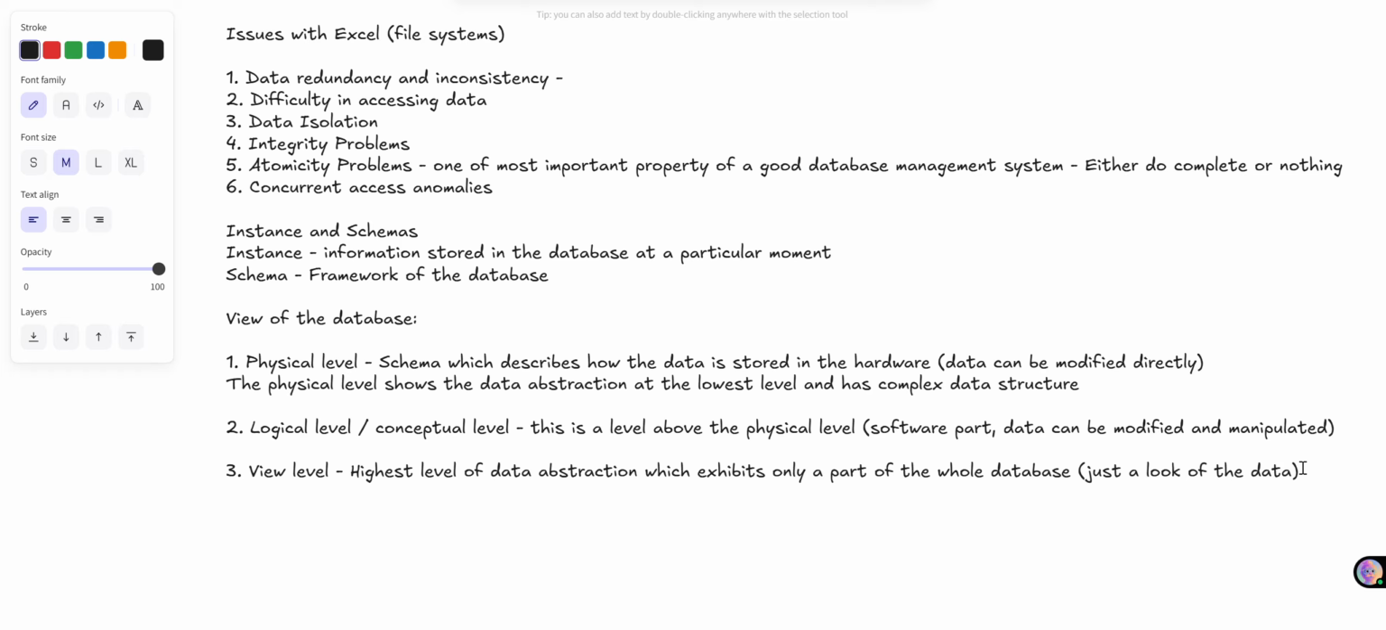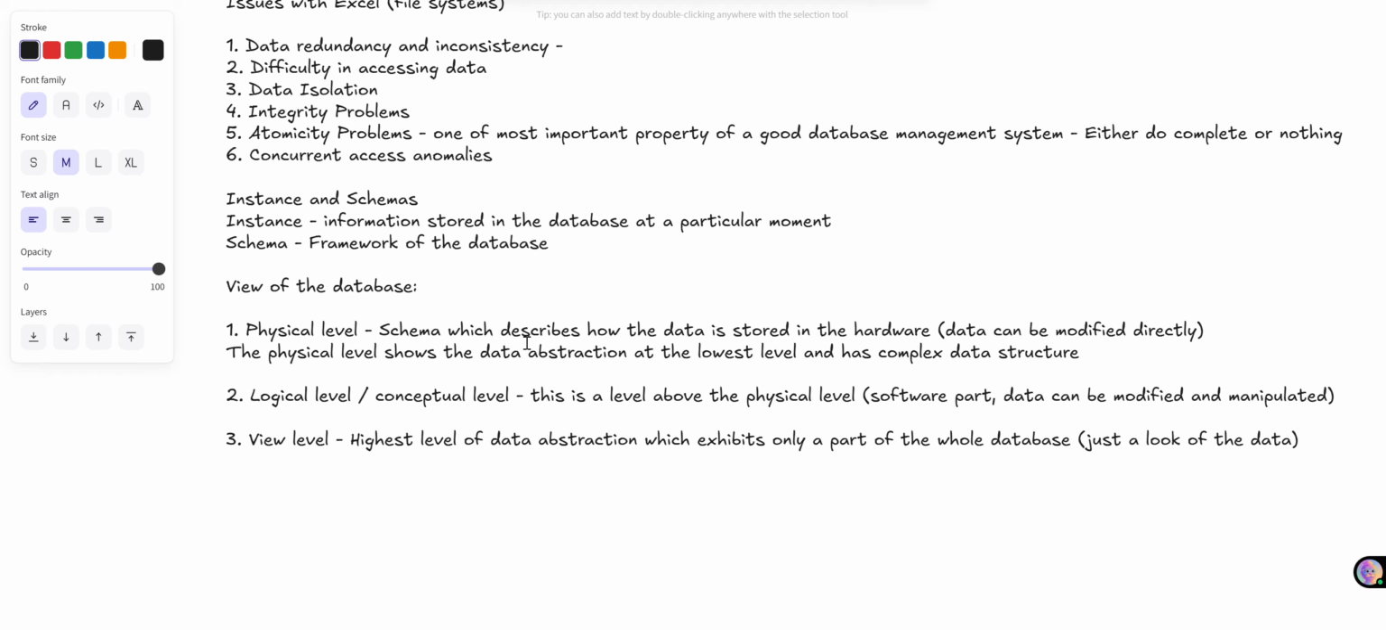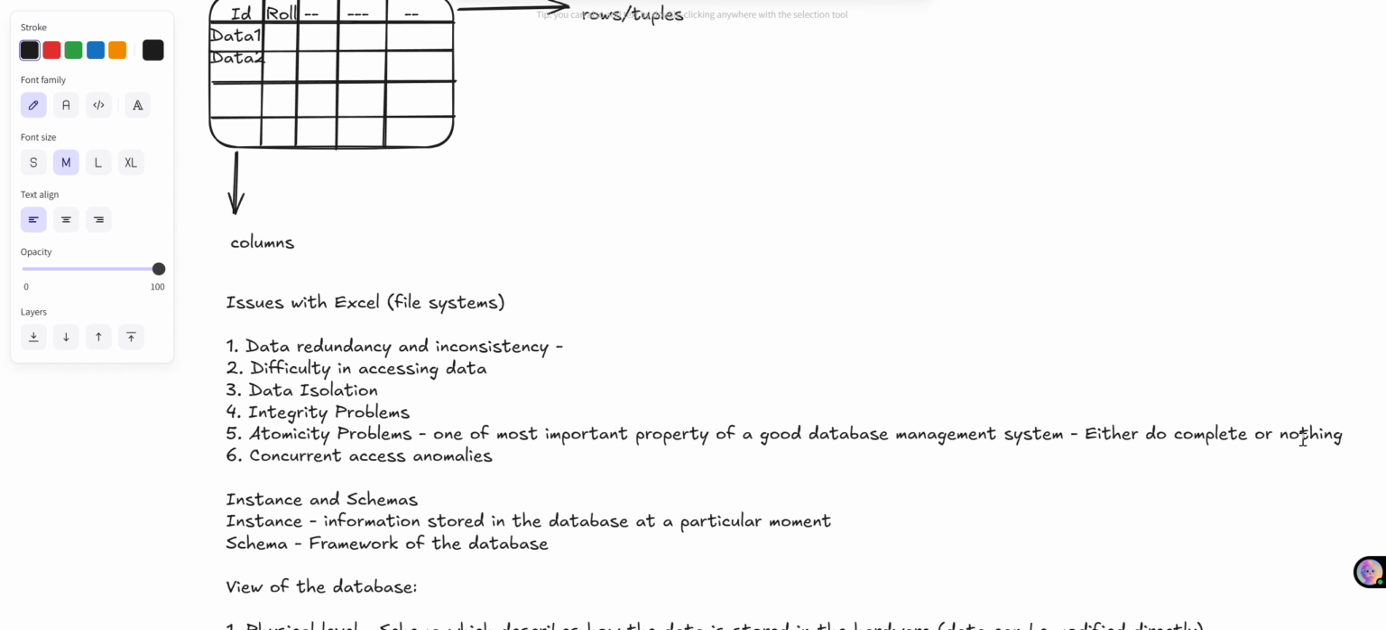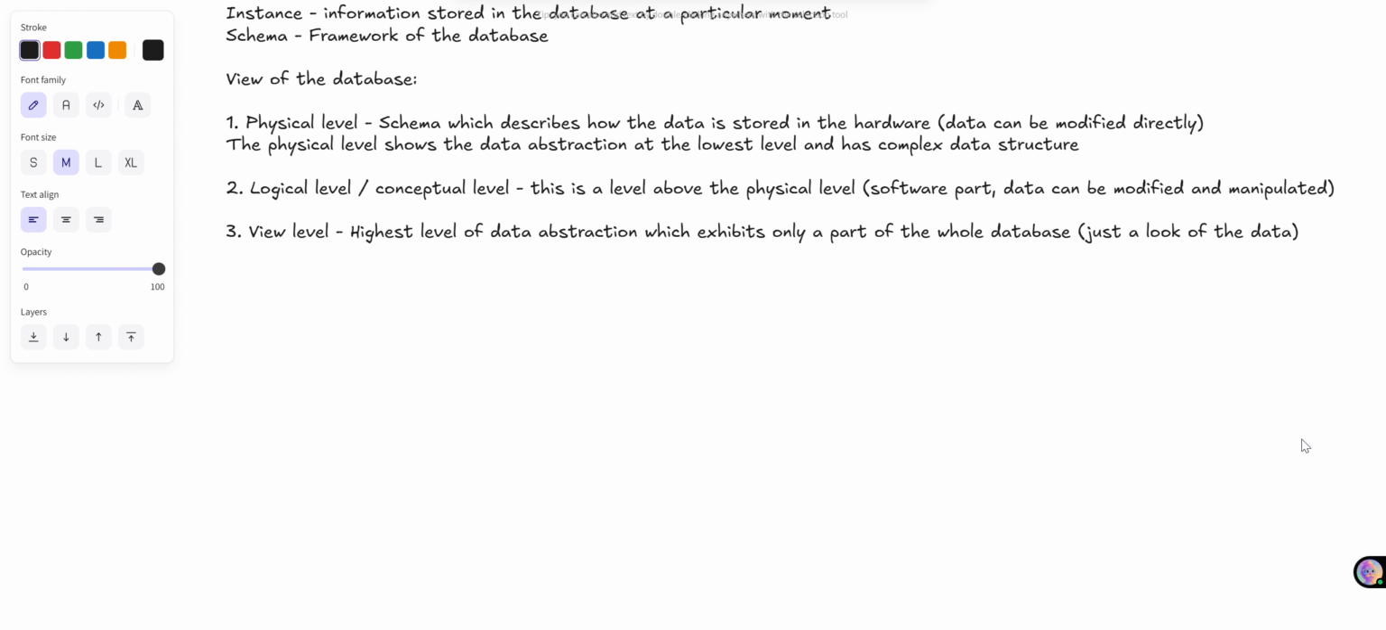Now I already talked about instances and schemas. Okay. So now I think we can go further. This was just the introduction part of DBMS. Okay, this was just an introduction. Now I think we can talk more in detail.